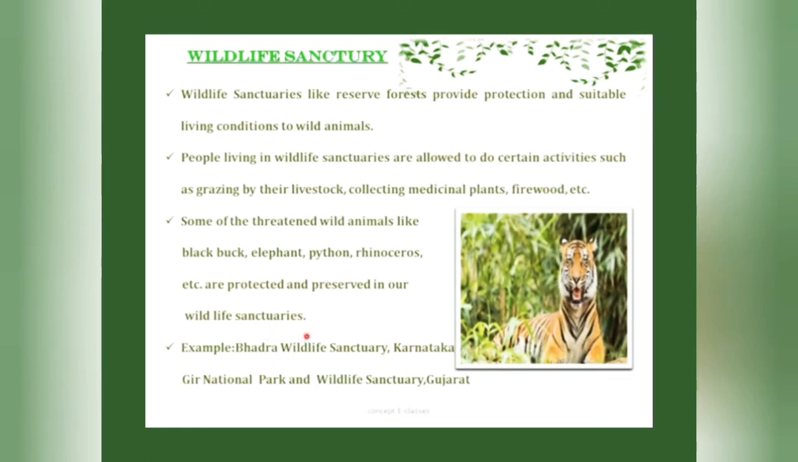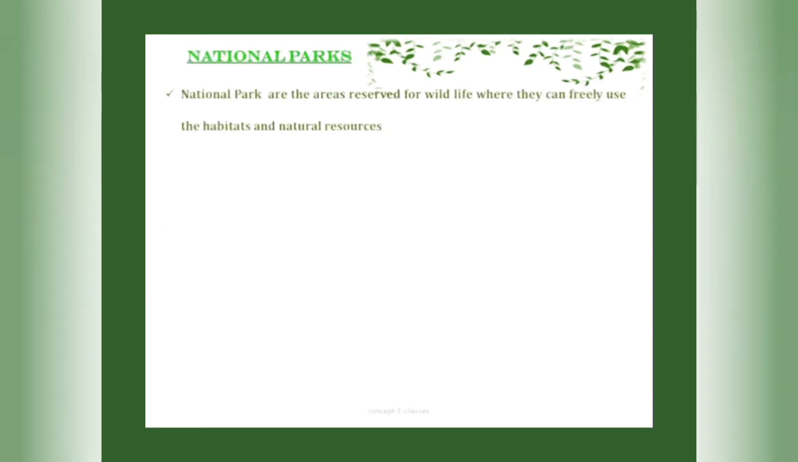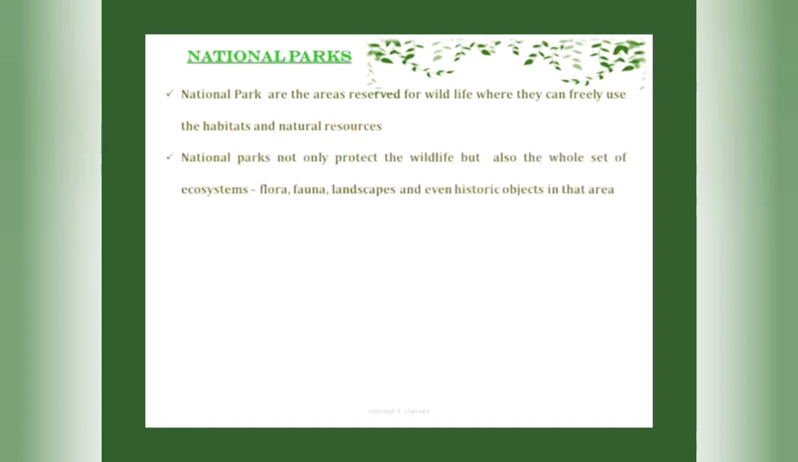Examples of wildlife sanctuaries are the Bhadra Wildlife Sanctuary, which is situated in Karnataka, and Gir National Park and Wildlife Sanctuary, which is situated in Gujarat. So now let's see what are national parks. National parks are the areas reserved for wildlife where they can freely use the habitats and natural resources. That is, the national parks not only protect the wildlife but also the whole set of ecosystems.